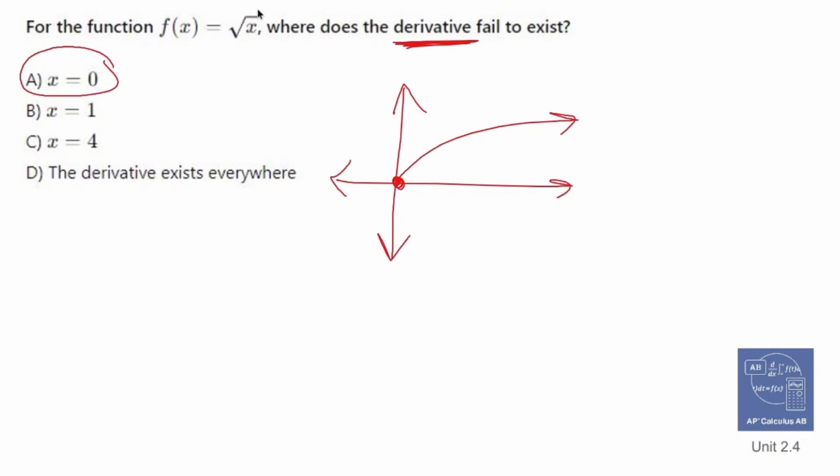Now, again, if you don't believe me, then you can take the limit definition, with h approaching 0, do that whole thing, plug in 0, and find out that it's not going to be able to be done. But in this case, if I see graphically that there's a cusp or a sharp corner at a specific spot, the derivative will not exist, and that happens here at 0.